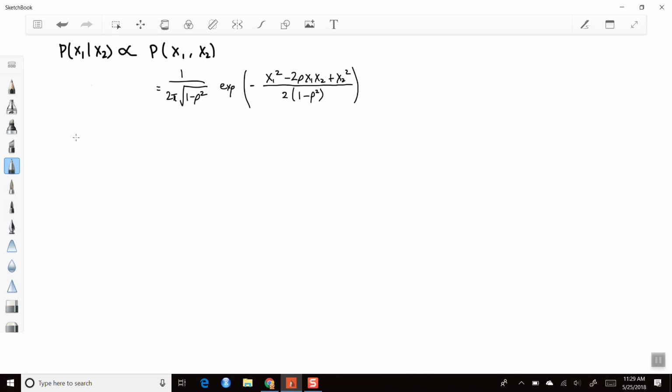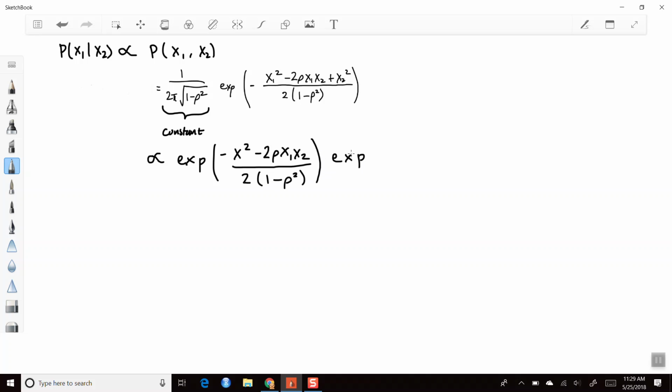Okay, so that's what we have. This part over here is just a constant. So I'll say it's proportional to exp of minus x squared minus 2 rho x1 x2 divided by 2 times 1 minus rho squared. And because it's e raised to a thing, I can take out the x2 squared term times 1 minus rho squared, because here I'm just adding, and you multiply the exponents.